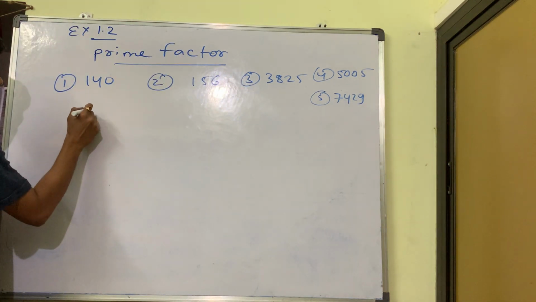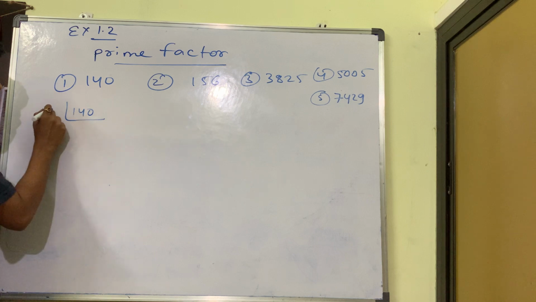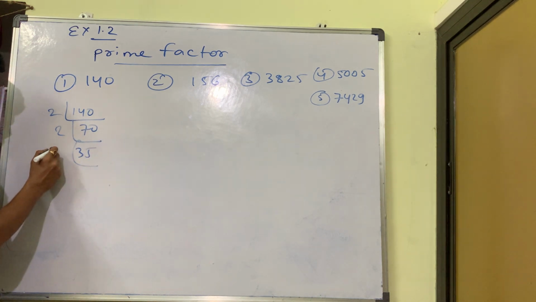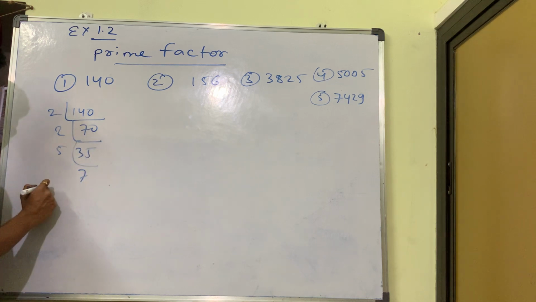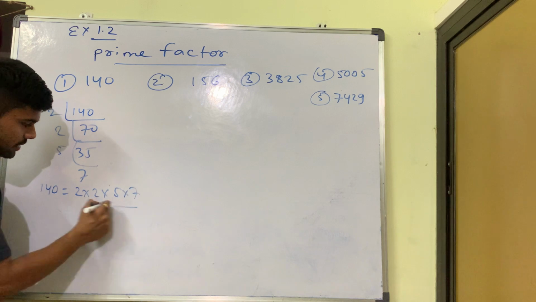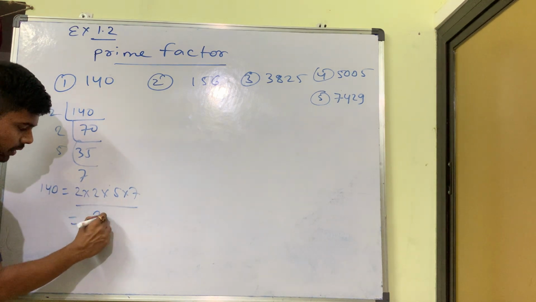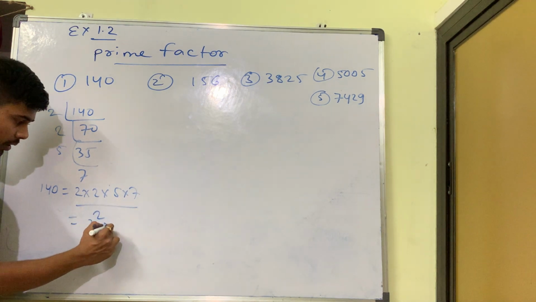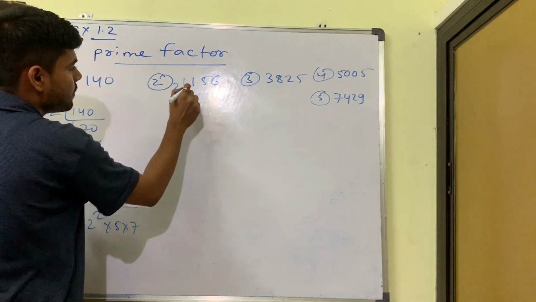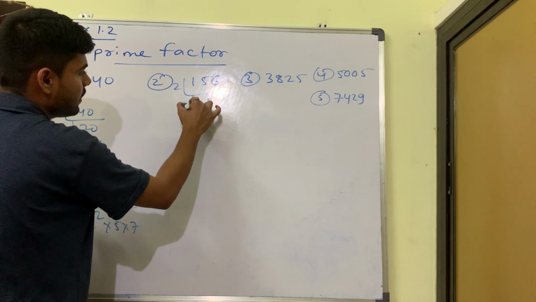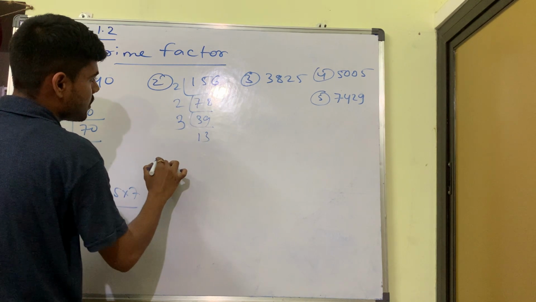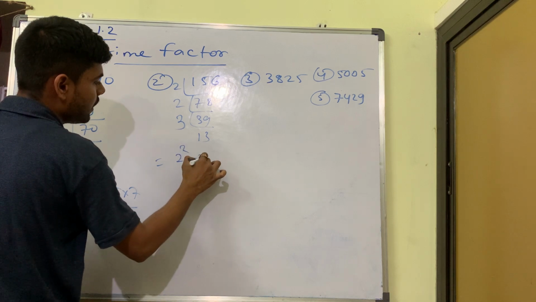So, bacha, 140. How will you write the prime factors? First you take the LCM: 2, 70; 2, 35; next 5, 7. So, the prime factorization of 140, what will you write? 2 into 2 into 5 into 7. This is the answer. Otherwise, you can write 2 square, because 2 is repeated two times, 2 power 2 into 5 into 7. Next, 156. Again, you take LCM 2, what will happen? 78. Next 2, 39. Next 3, 13. So, what is the answer? 2 square into 3 into 13.